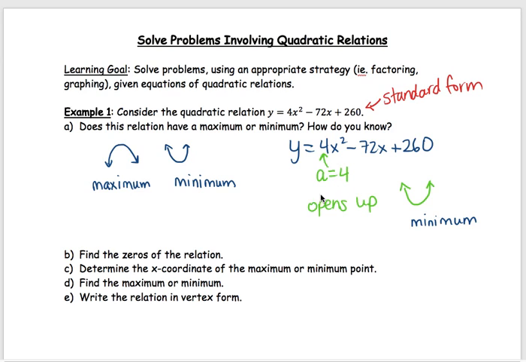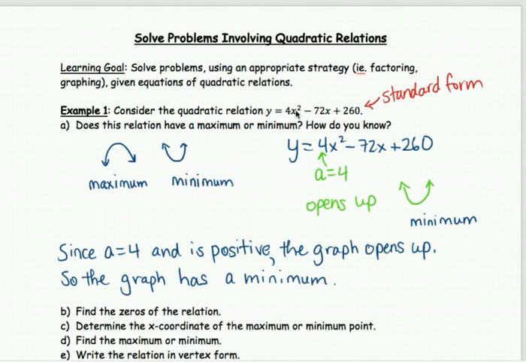How do we know that? Because the a value is positive and it opens up. So you can write that now. Because the a value was positive, we know that it opens up and therefore it has a minimum.